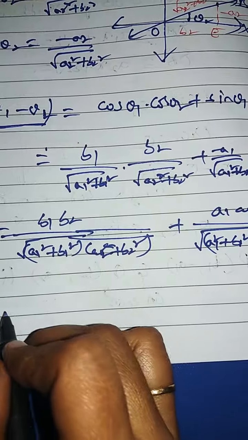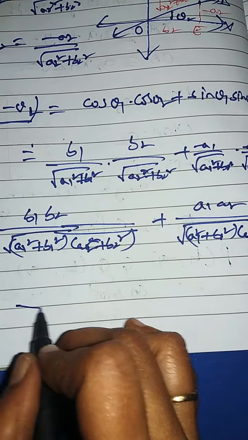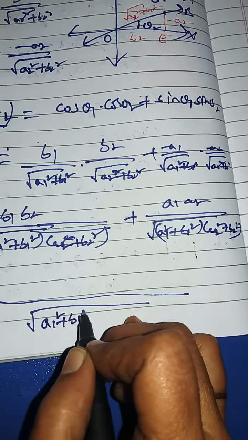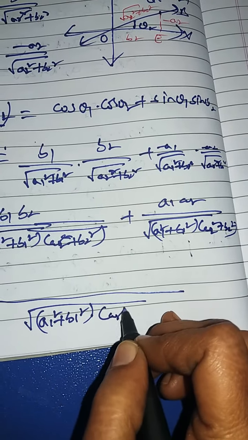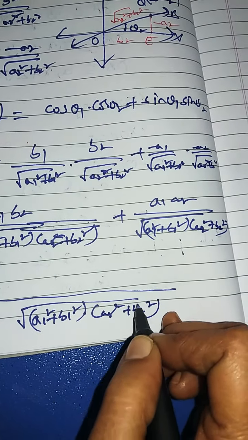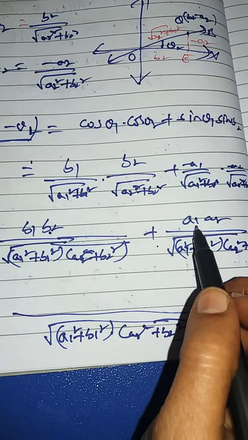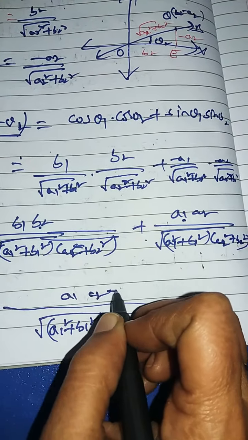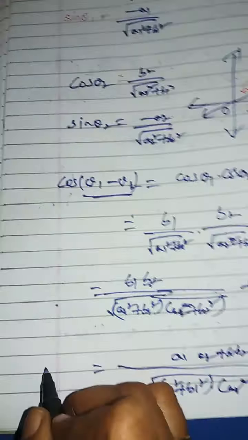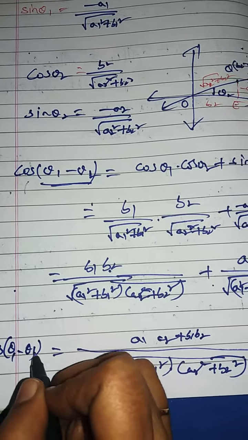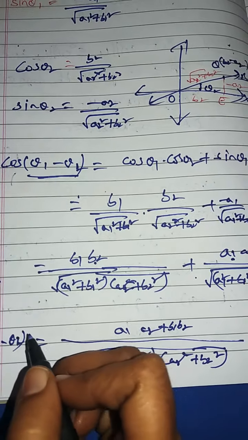Now we will get the denominators are same. We will get the denominator as root of A1 square plus B1 square into A2 square plus B2 square. And what is the numerator? B1 B2 plus A1 A2, or I can write A1 A2 plus B1 B2. This is the value of cos of theta 1 minus theta 2.